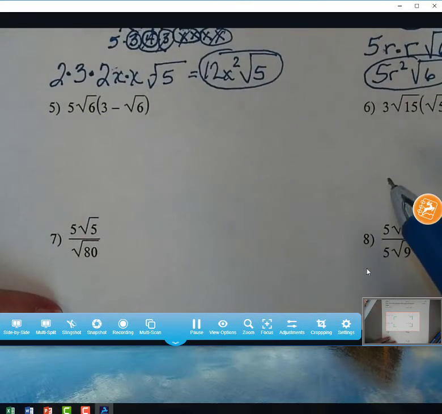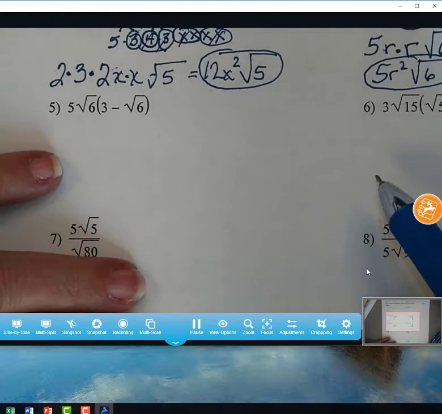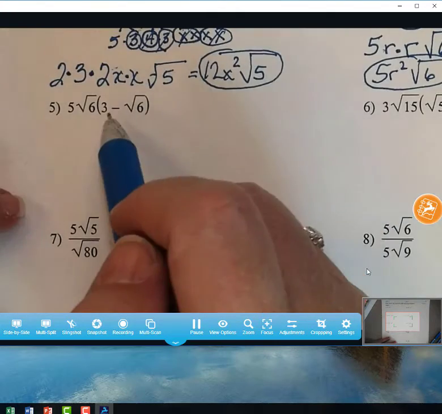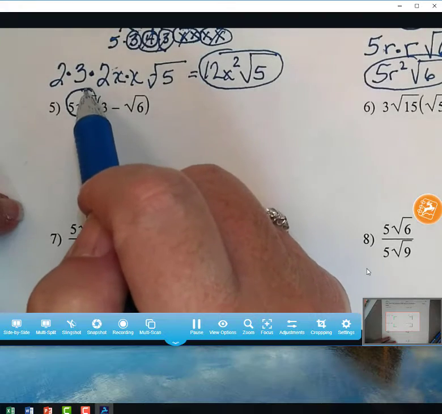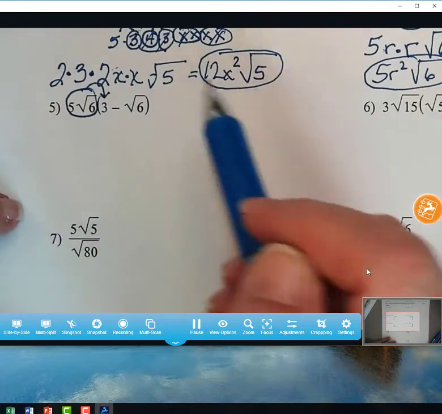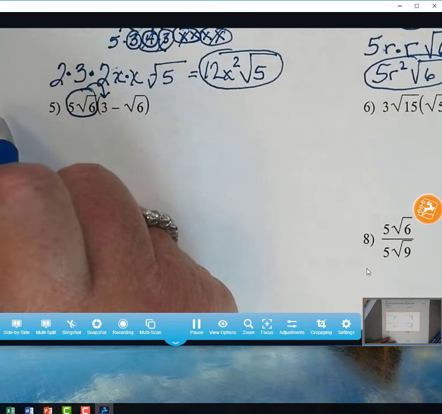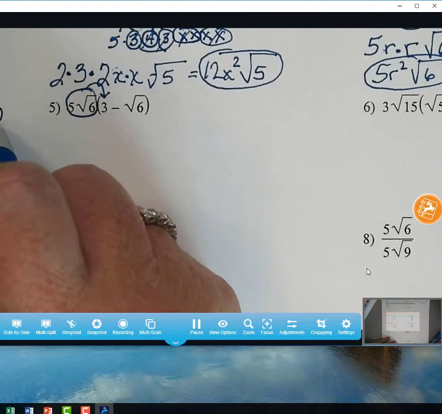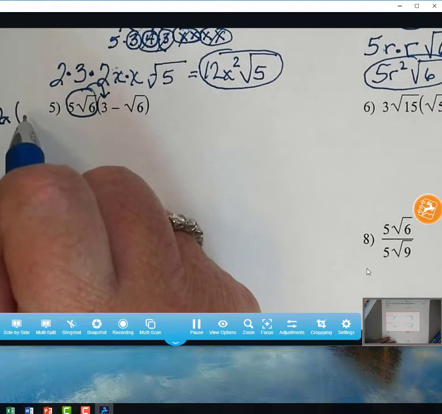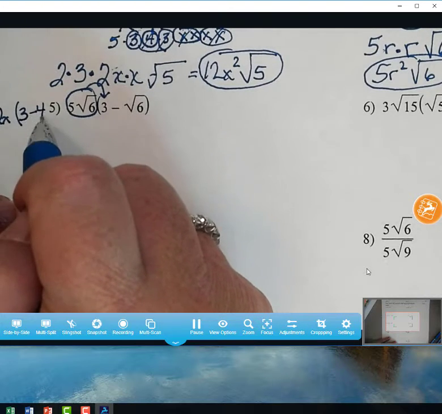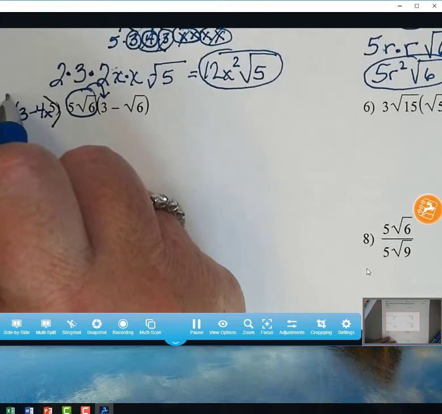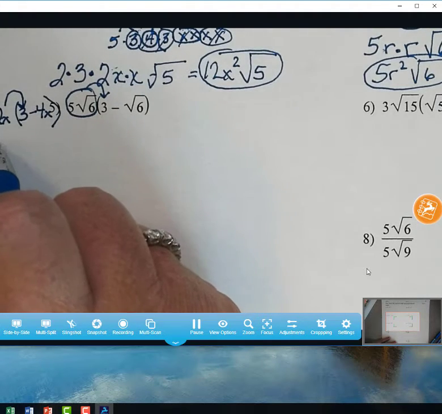Okay, these are a little bit trickier, I suppose, but it's really just the distributive property. I'm going to take this whole amount and multiply it times the 3. So let me, off on the side, if I had 2x and then I had 3 minus 4x, and I distributed, I would say 2x times 3.